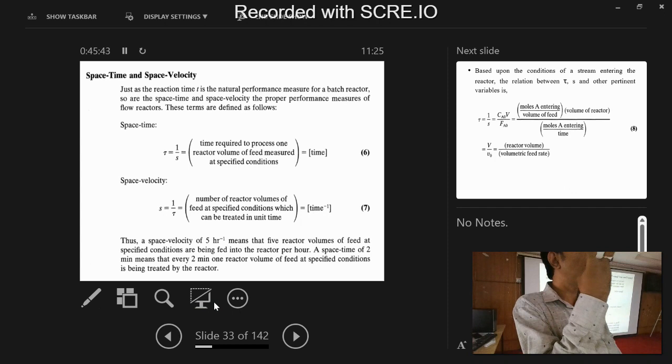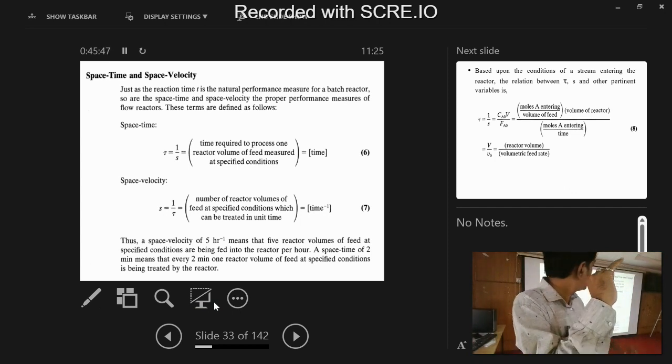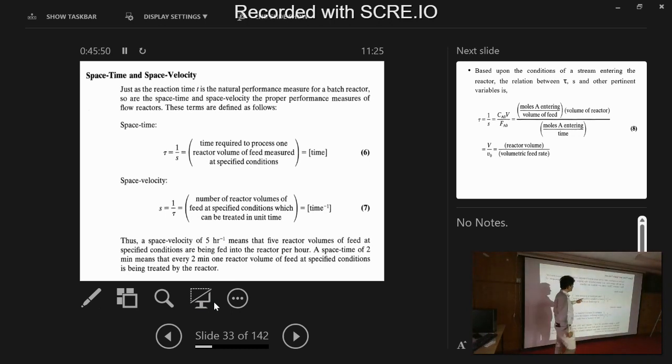Let us look at the two important parameters for the flow reactor's definition: space time and space velocity. Space time is called tau, different from T. T is the normal time that we use for the batch reactor. But when we come to flow reactors, what are the flow reactors? Maybe CSTR or plug flow. There are only two flow reactors, because in CSTR there is a continuous in, continuous out, and in a plug flow there is a continuous in, continuous out.